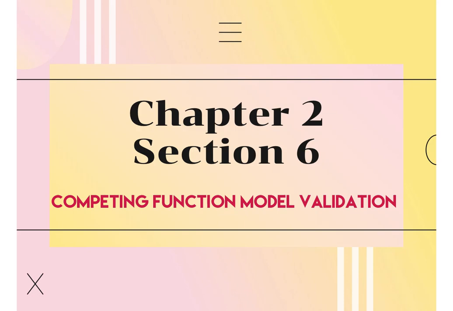Okay. 2.6 is called competing function model validation. So model validation has two parts. One is we're going to try to figure out which model is the best. That's the part we've already done. And then we're going to start to say how valid is this model. So we're going to use something called a residual score to figure out how valid it is.